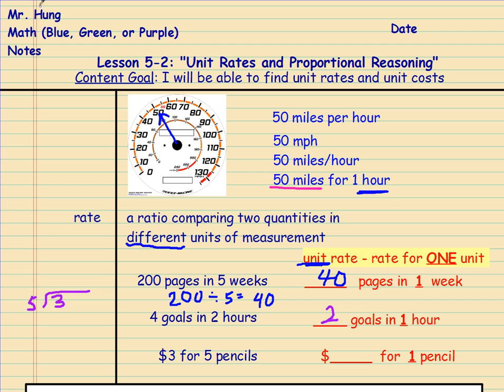5 doesn't go into 3, so we have to put a decimal point, add a 0, move the decimal up. Now 5 goes into 30 6 times, and 5 times 6 is 30, comes out even. So this answer is 0.6, and we can add a 0. This is 60 cents for 1 pencil. And these are unit rates, and all of these are called rates.